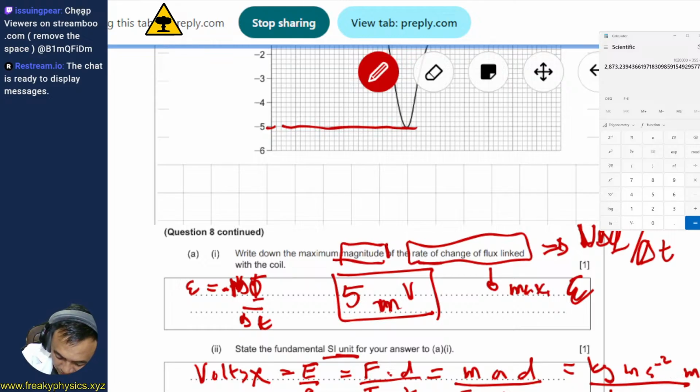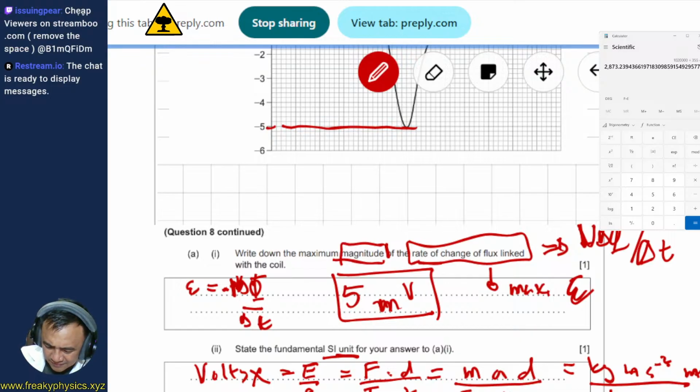So what can we combine? It's going to be kilogram. The meters can be combined, so meter squared. This second and this second can be combined. This becomes per second cubed. And this ampere here is by itself, so per ampere. This is the fundamental SI unit. However, given that it's only one mark, there is a chance that volts will be correct. Small chance. But just to be safe, we do it like this. This is the safe answer.